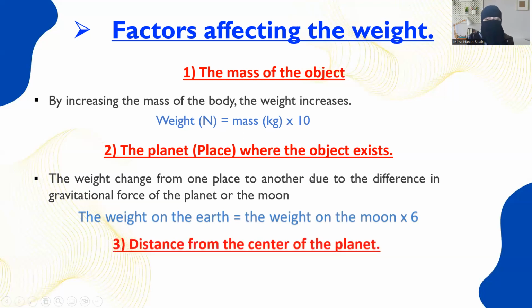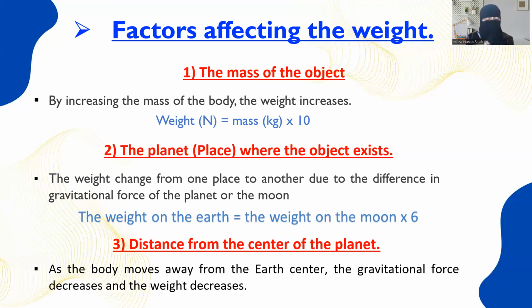Okay, great. What about number 3? Distance from the center of the Earth or distance from the center of the planet. As you go up from the center of the planet or you go far away from the center of the planet, of course, the weight will decrease. So as the body moves away from the Earth's center, the gravitational force decreases and the weight decreases. So those are the three factors affecting the weight: mass, the planet, and the distance from the center of the Earth.